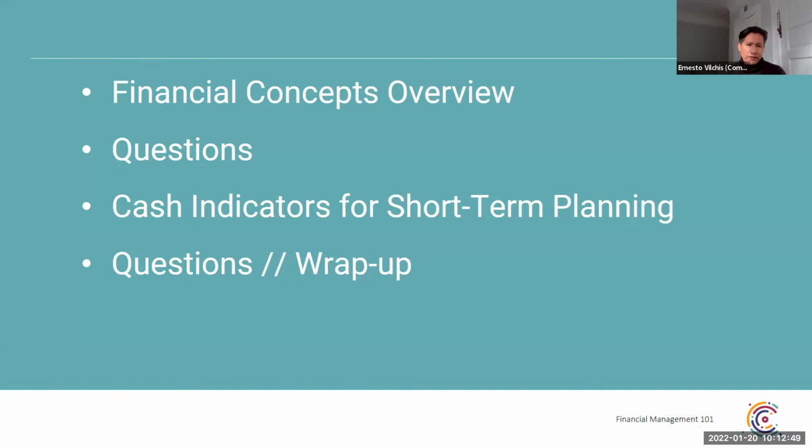But you don't have to. You shouldn't feel like you have to wait until the questions section. Just type your questions on the chat box, and we'll try to queue them up for the questions portion of the presentation. So after that, Shama will go into more detail about cash indicators for short-term planning, and that's where it really gets more into the very detailed numbers and how to calculate things that will help the organization to better plan for the financial management of the organization.